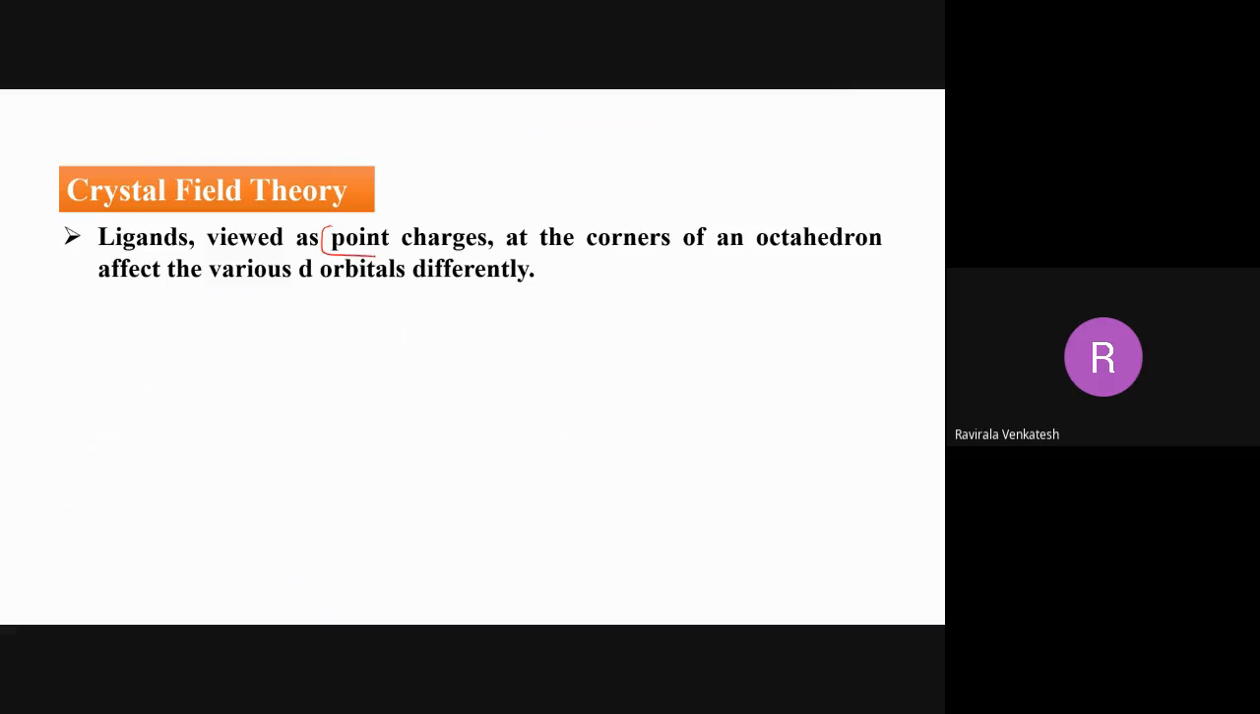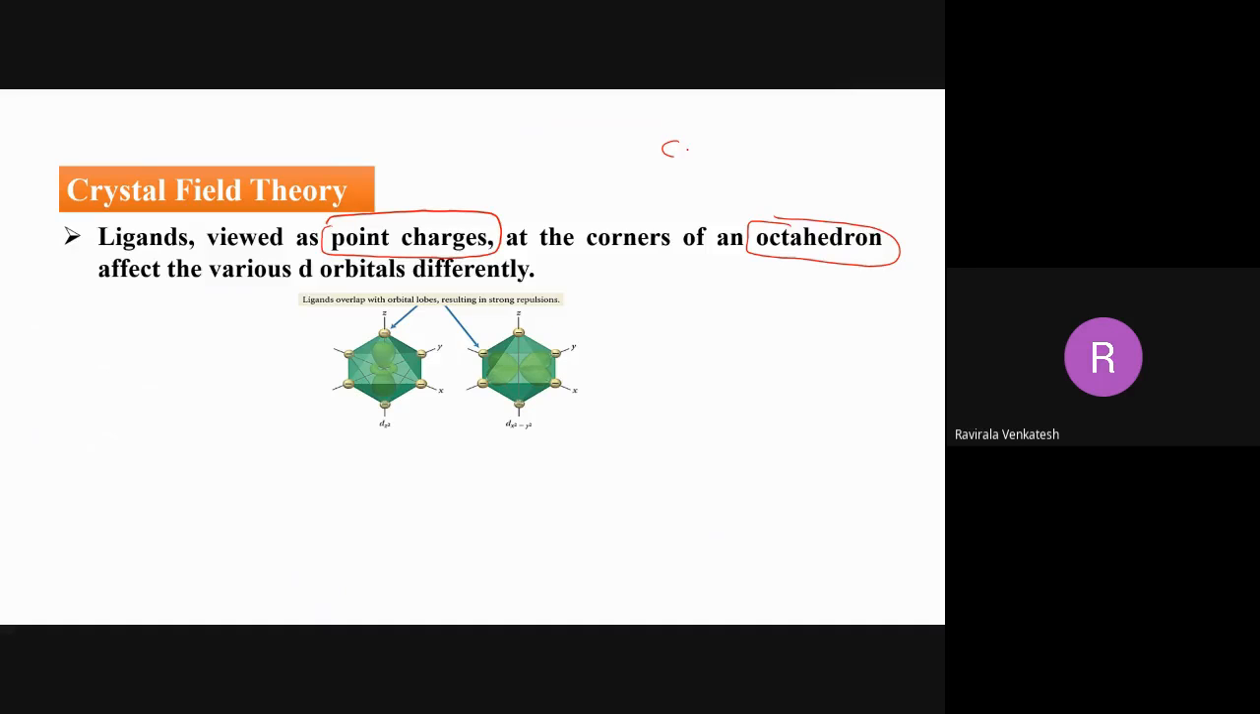Next, ligands. Just now we discussed, they are taken as point charges at the corners of the octahedron, and they affect the variation in the d orbitals differently. In an octahedral structure, the coordination number is equal to 6. In that case, when the ligands approach, it is like point charges approaching the d orbitals.